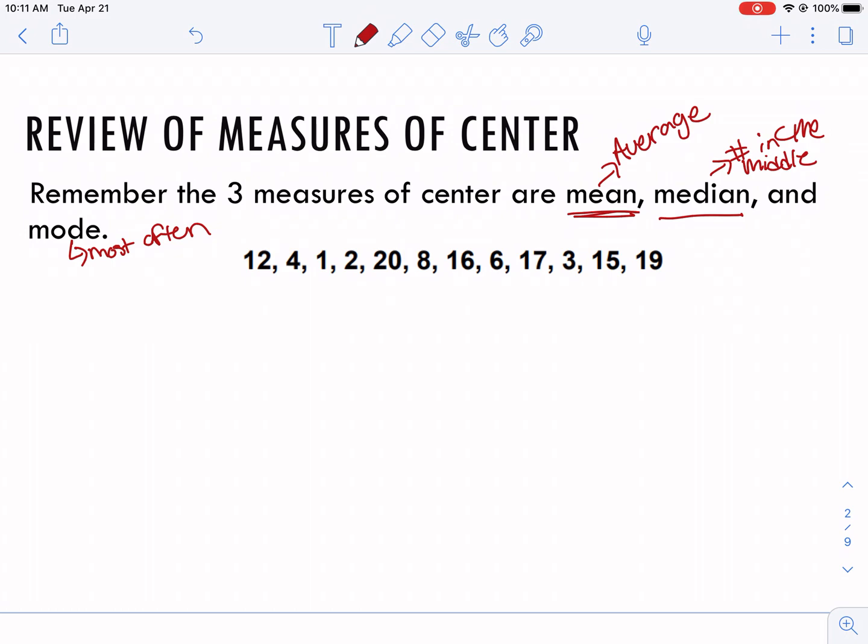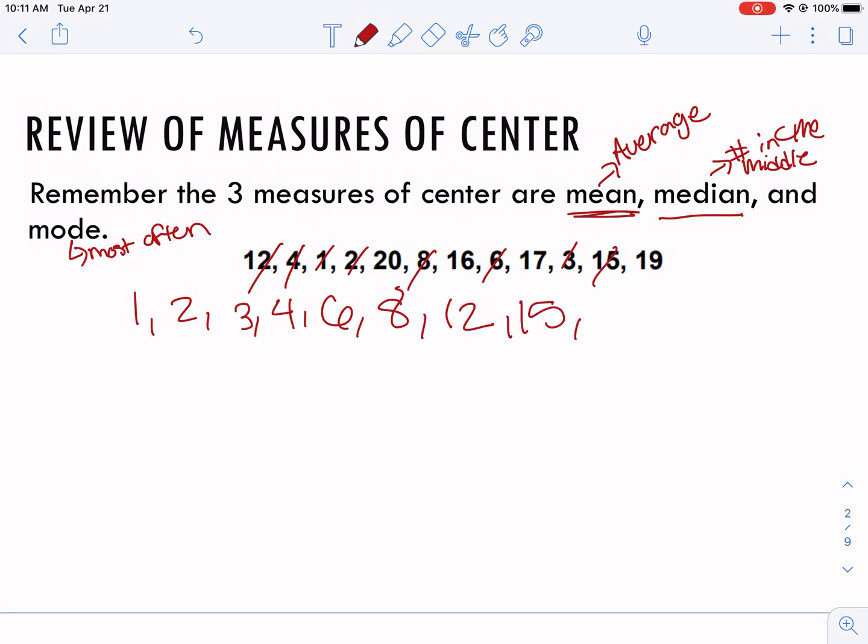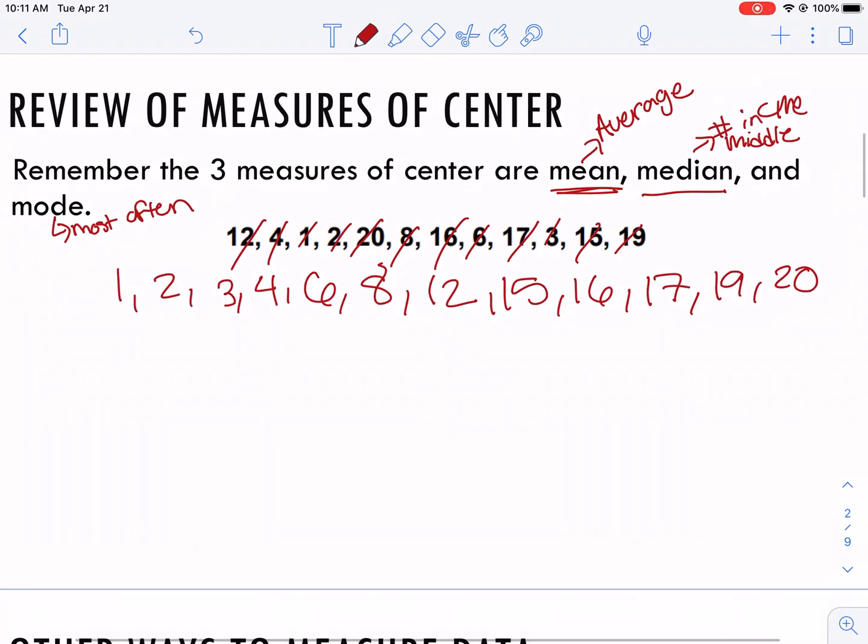So before I even find any of this information, I am going to organize the data from least to greatest. One thing I noticed is a lot of you last week, when you were finding the median, may not have put your data in order, and then you were finding the wrong number in the middle. So remember, it has to go from smallest to largest in order to find any of that information. I like putting it in order because it also helps to find the mode and easily recognize that stuff as well.